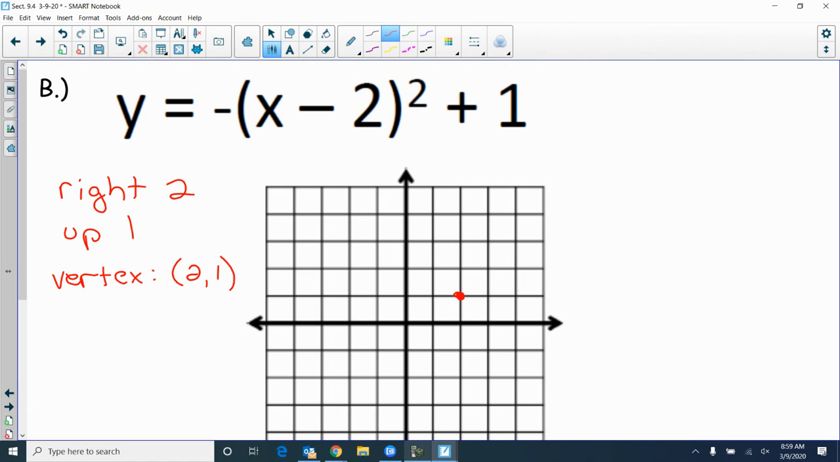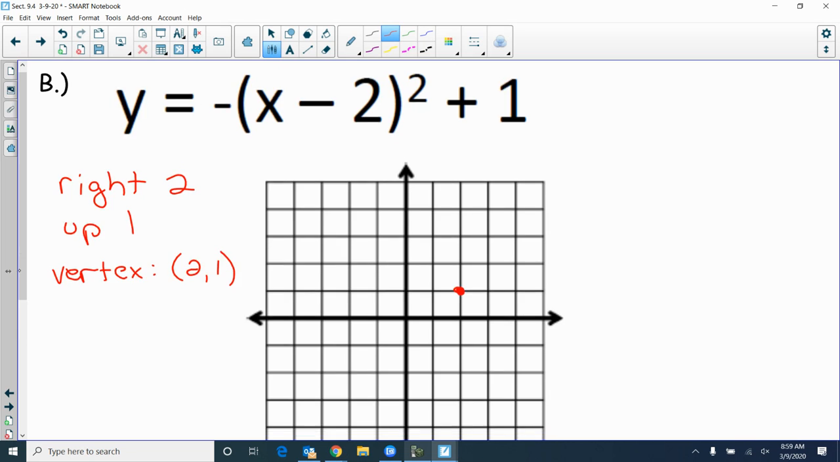So I put it down there. All right, now which way, since you have that negative there, that makes the x squared negative, so which way is it going to open? It's actually going to open down. It's going to be the same width as x squared. It's going to open down.